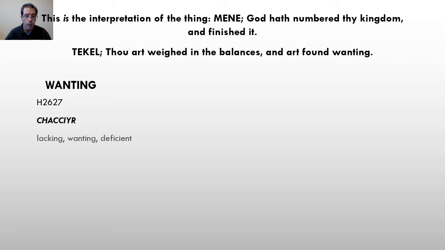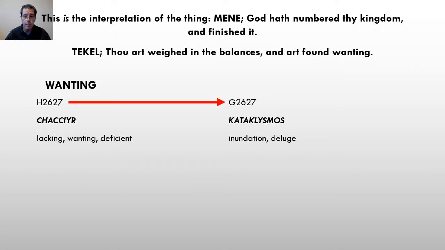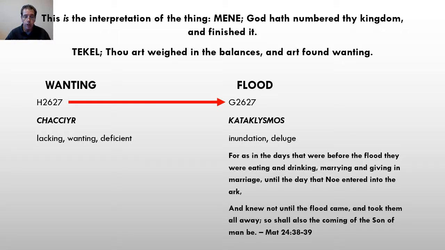Wanting, H2627, it's chasir. It means lacking, wanting, deficient. How is this kingdom deficient? This kingdom is numbered. H2627 is numbered with G2627. G2627 is the Greek word cataclysmos. Cataclysmos means inundation, deluge, and it is translated flood. It is Noah's flood. Now let's see where that word occurs.